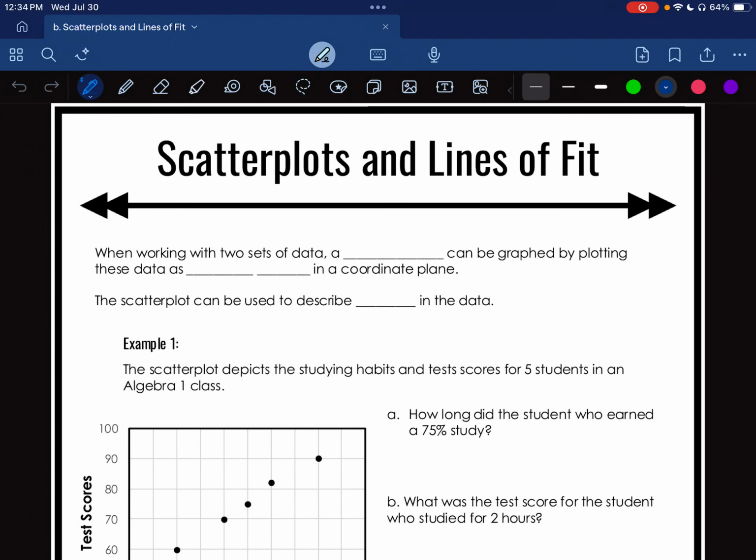Welcome back. Today we are going to talk about scatterplots and lines of fit.